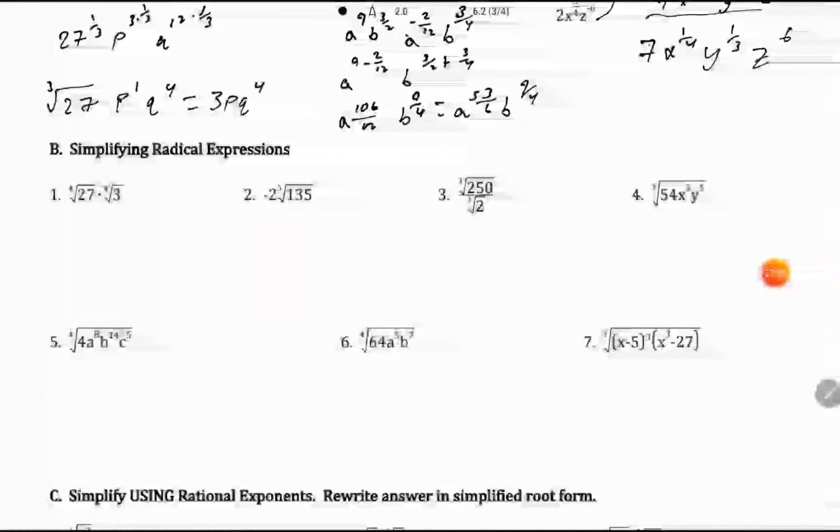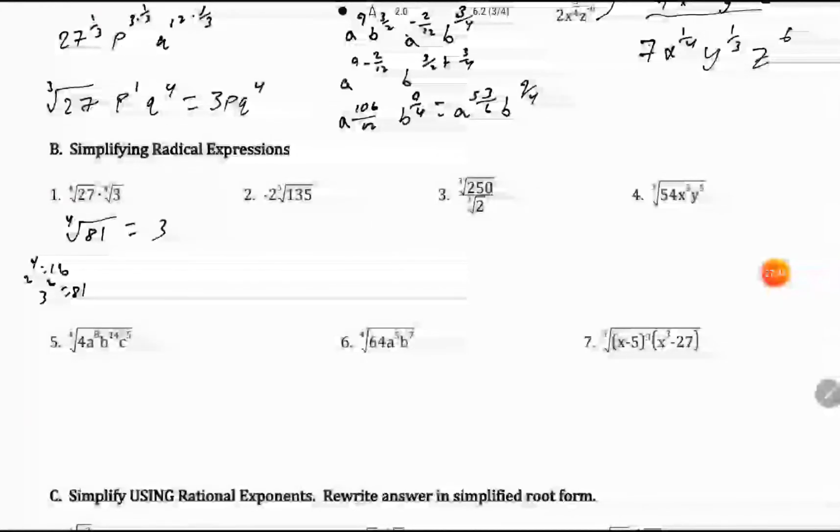Fourth root of 27 times fourth root of 3. So remember, radicals, the numbers under the radicals, or the radicand, we can multiply them together. So this is the fourth root of 81. And what's the fourth root of 81? Let's check. 2 to the 4th is 16. 3 to the 4th is 81. So this is 3. Okay.